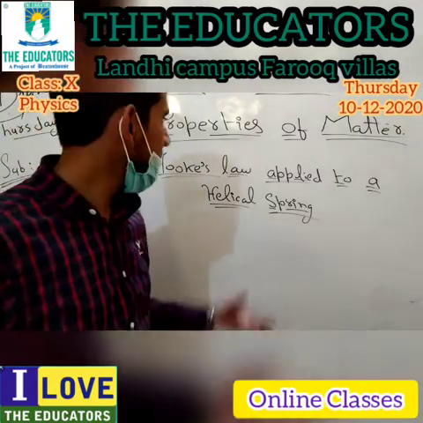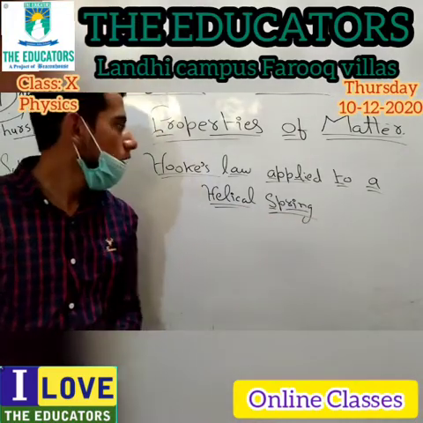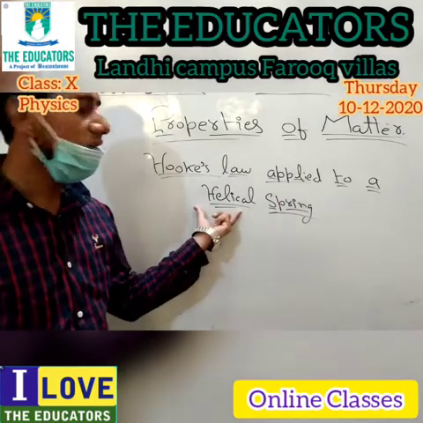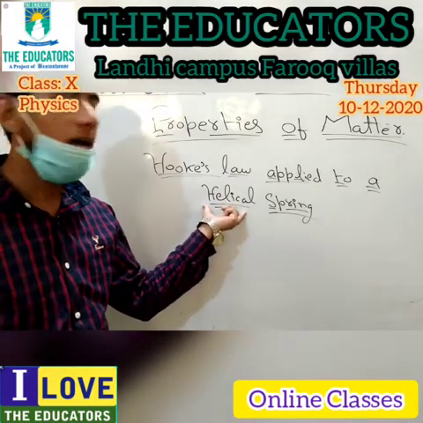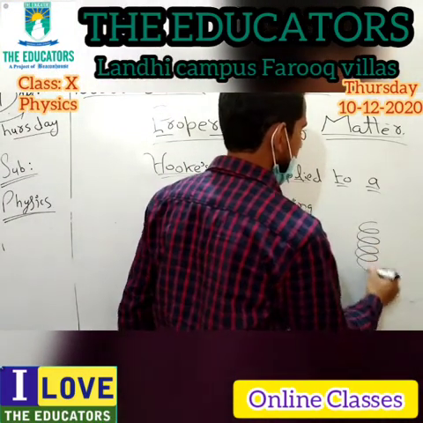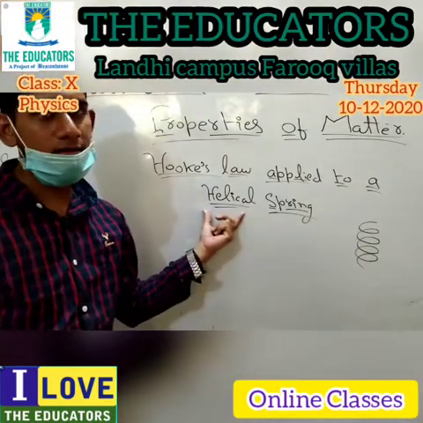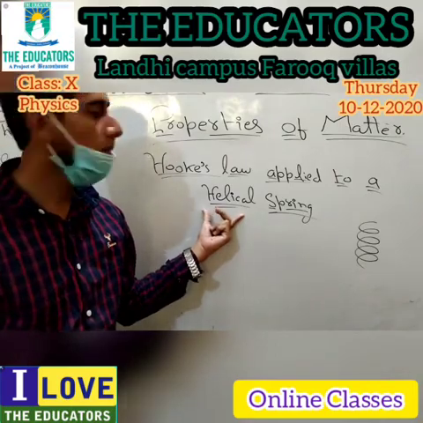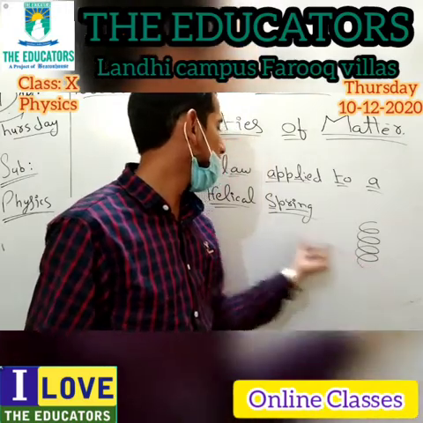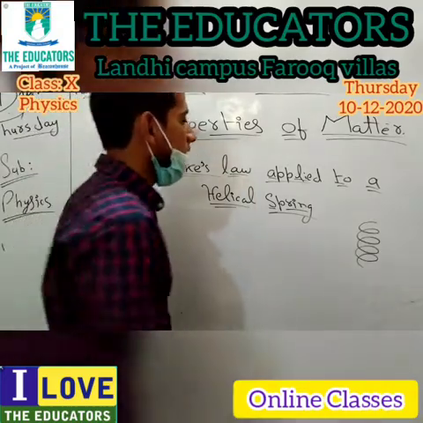Well, so our next topic is Hooke's law applied to a helical spring. That word helical may sound new to you. It is nothing but the name of a shape. It means a helix. A helix is a shape of spiral symmetry, something like this. If something is in a spiral shape, that is a helix. For example, DNA is of helix shape. Anything that is of a spring shape is a helix. So here we are discussing a helical spring.